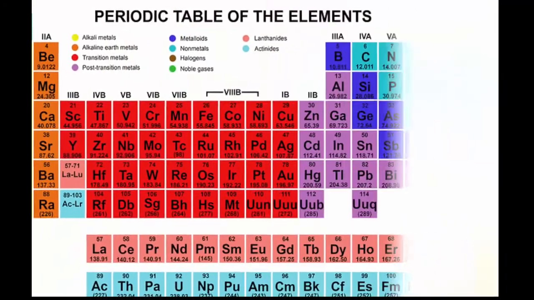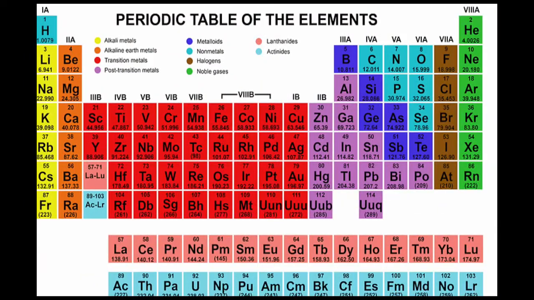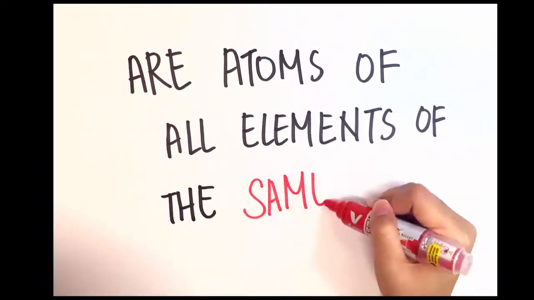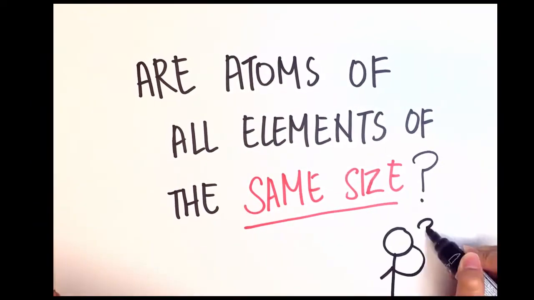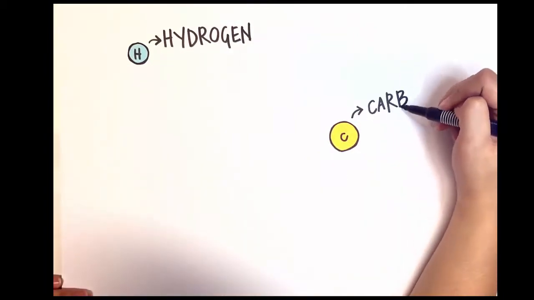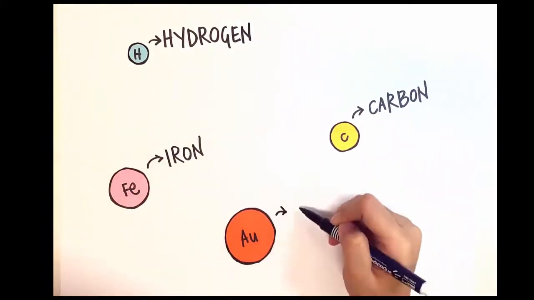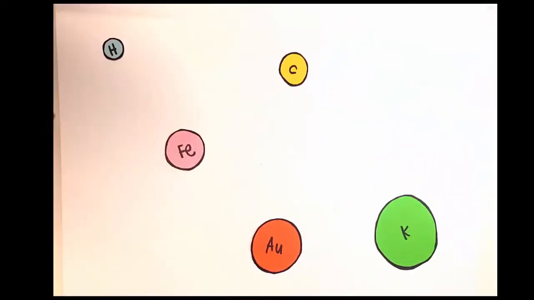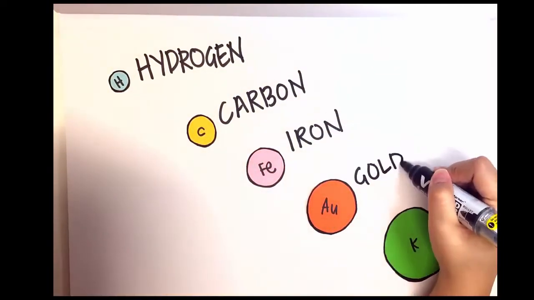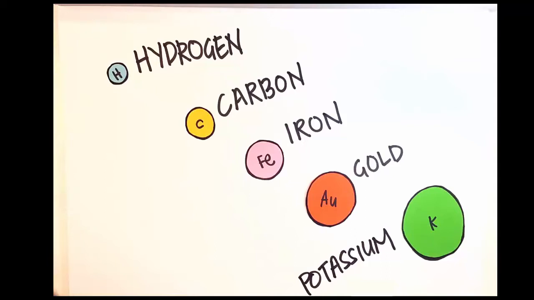Scientists have come together and compiled all the elements known to man in a chart called the periodic table. With so many elements existing on this planet, we wonder, are atoms of all elements of the same size? Here are some atoms that represent the relative size of a couple of different elements. We have hydrogen, carbon, iron, gold, and potassium. Atoms can be represented as small balls of different sizes. And we can see here that the smallest atom is hydrogen and the largest out of the 5 is potassium.